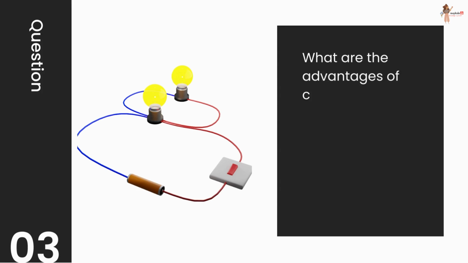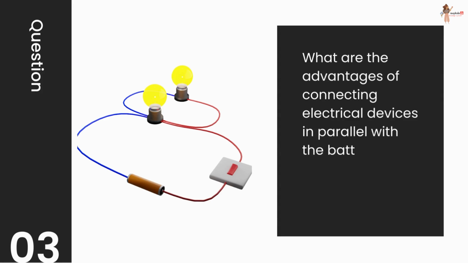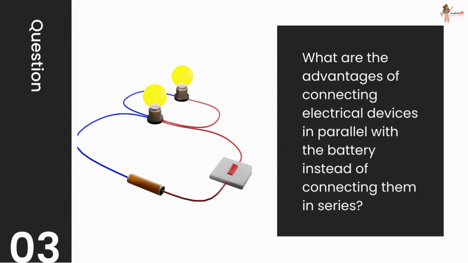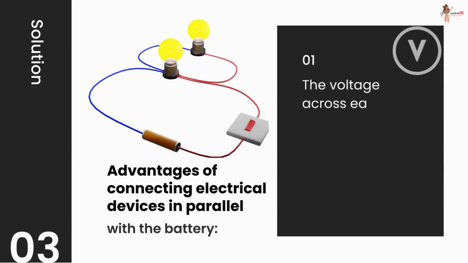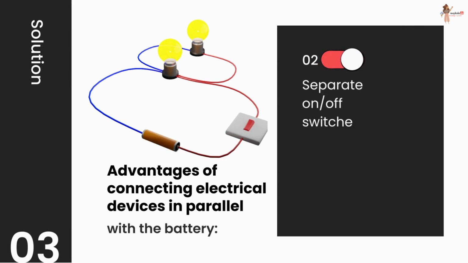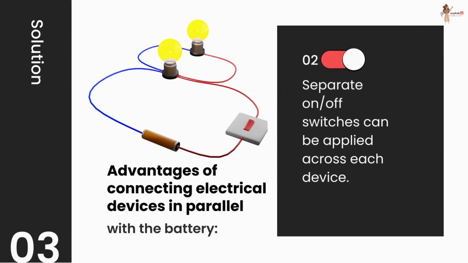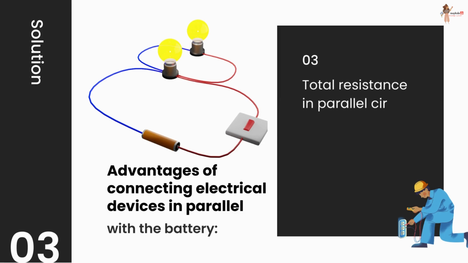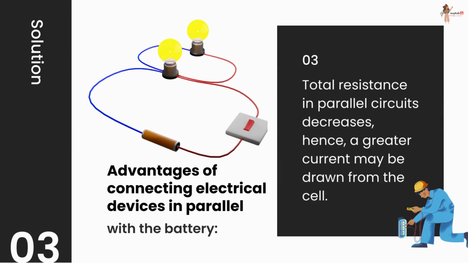Next question is, what are the advantages of connecting electrical devices in parallel with the battery instead of connecting them in series? Well, the advantages are the voltage across each electrical device is the same and the device can take current as per its resistance. Separate on-off switches can be applied across each device. Then, the total resistance in parallel circuits decreases. Therefore, a greater current may be drawn from the cell.